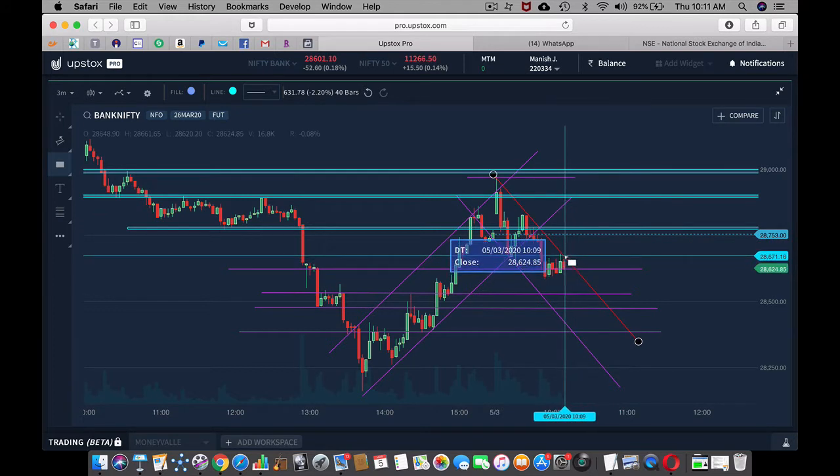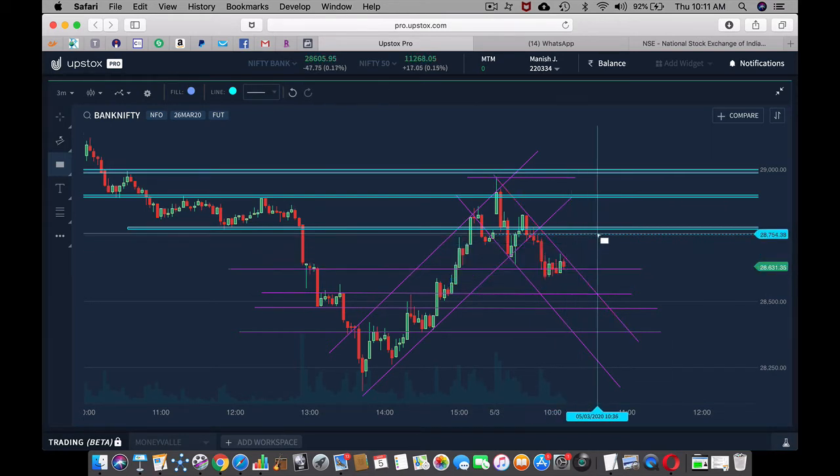So this is a very important point here, and the price is hovering somewhere between 662 to 630, and it's a game point now.